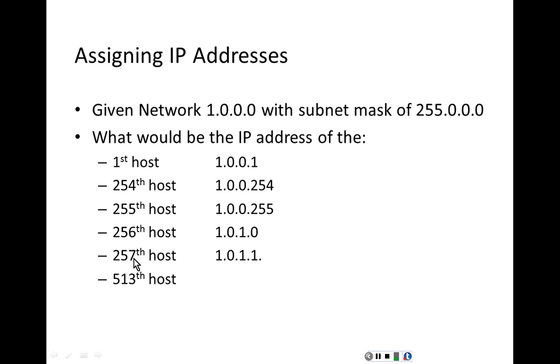The 257th would be 1.0.1.1. And the 513th would be 1.0.2.1. If you can understand that the 256th host is 1.0.1.0, you're in good shape. And if you don't understand it, most people don't understand this the first time through, but after you go through it a couple times, then you'll get it.